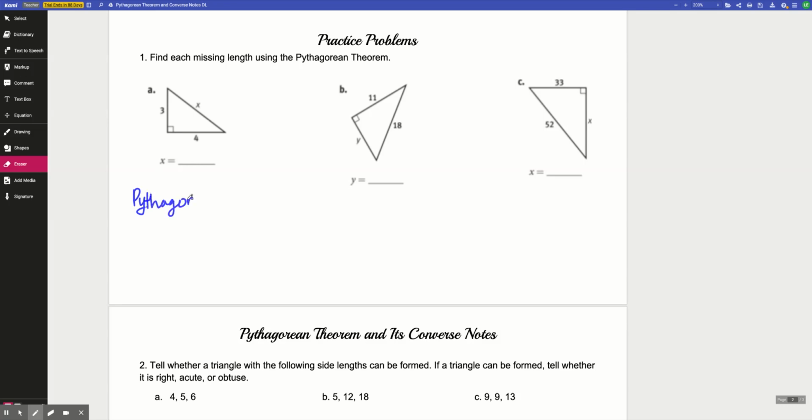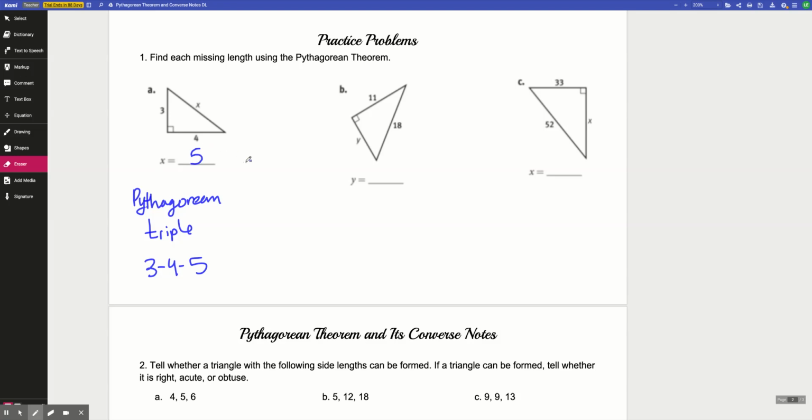Okay, so if you recall from the notes video on the Pythagorean theorem, there are some special sets of numbers that are all whole numbers that work in the Pythagorean theorem. And this is the most common one, right? It's the Pythagorean triple 3, 4, 5. So 3, 4, which means x is 5.